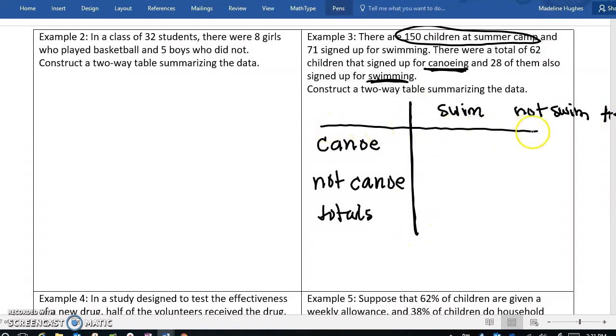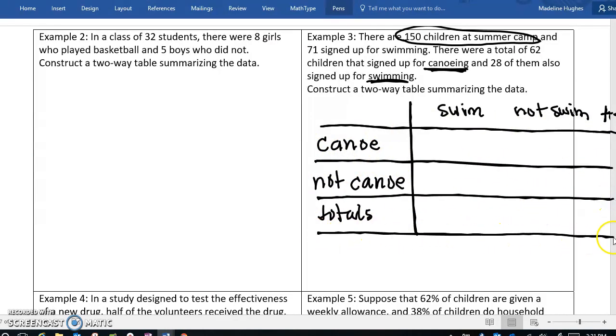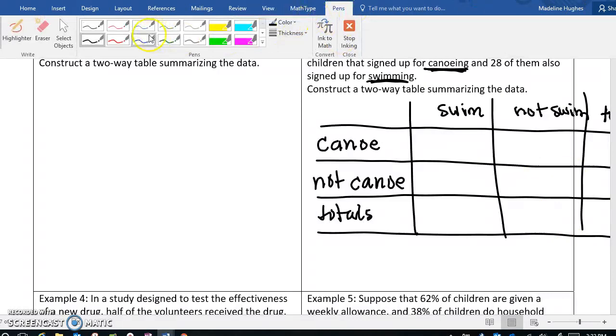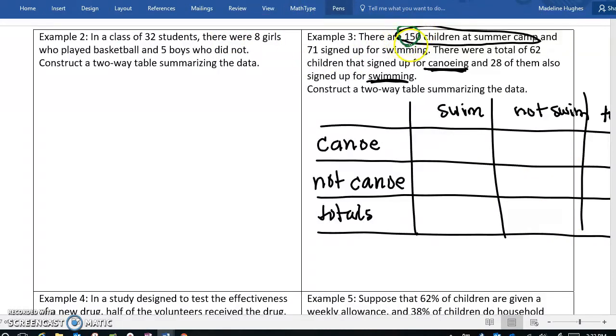Okay, so to make this all organized, I'm going to make rows and columns to make our 2-way table. So now we need to fill in what we know. And like I said up here, there are 150 children at the summer camp. The total number of all these kids should go all the way down here. This is going to be 150. I also know 71 signed up for swimming. So in the swimming category, the total of those swimmers are 71.